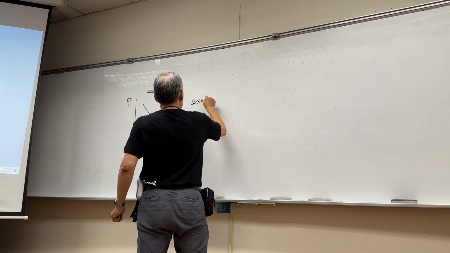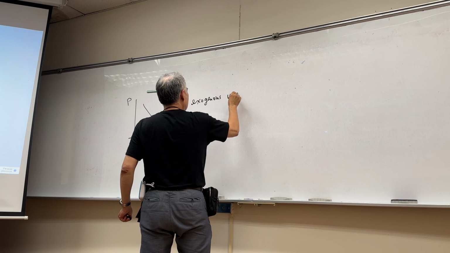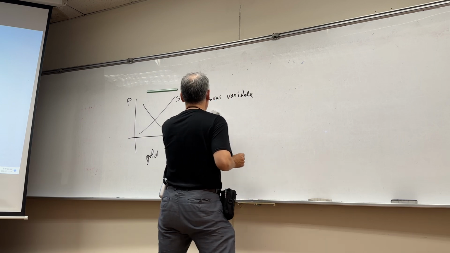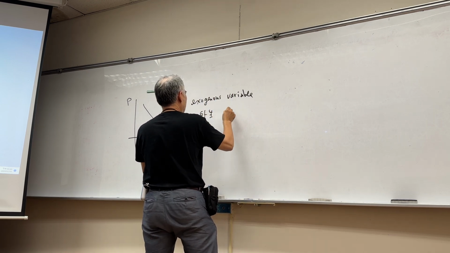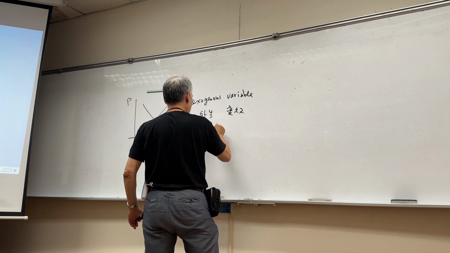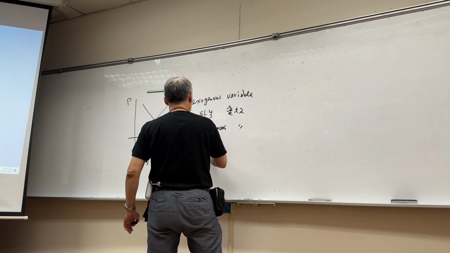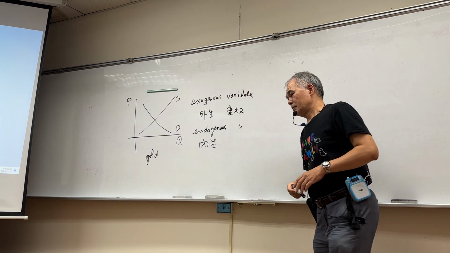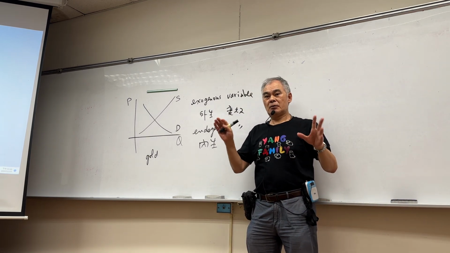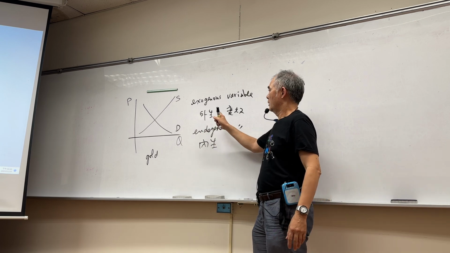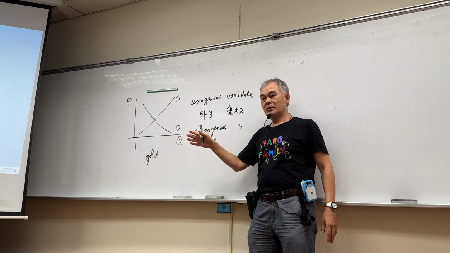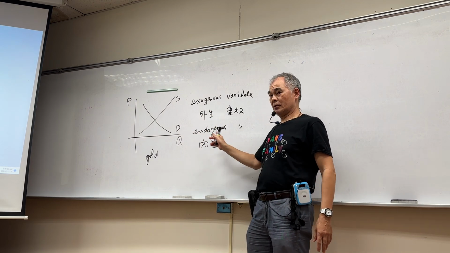So exogenous variables, and endogenous. Okay, so what's the difference? We are talking about a model. The variables discussed in the model will be called endogenous variables, 内生变数.